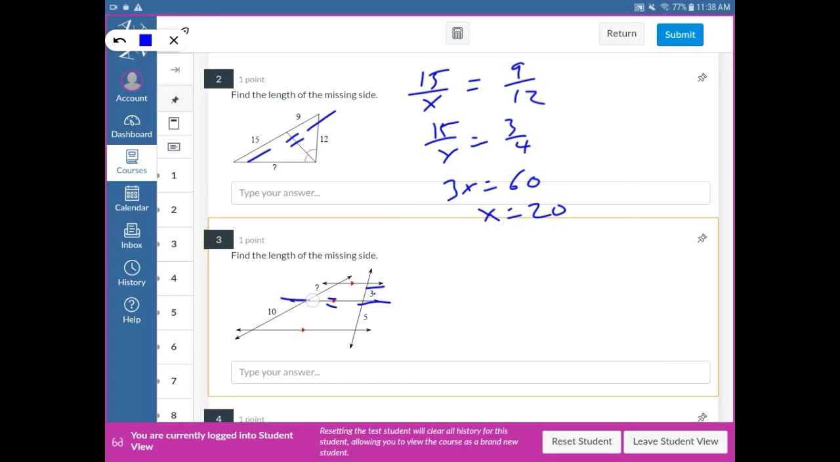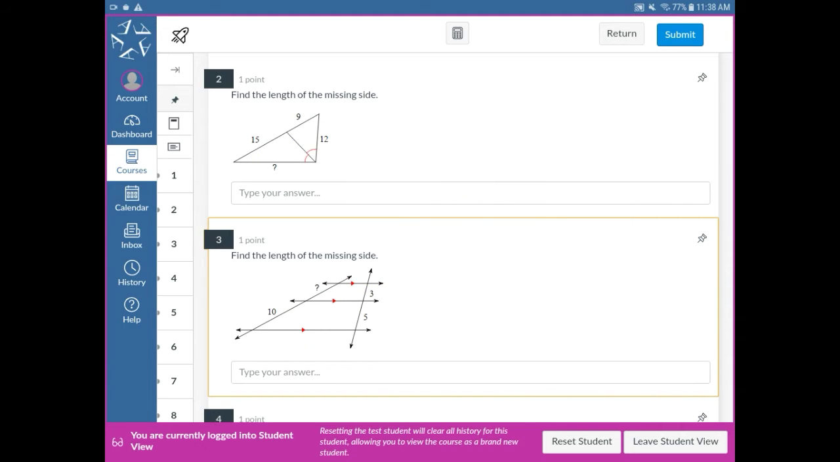This one's also set up this way, so 3 and 10 is 30, then 5 and x is 5x, divide by 5, you get x equals 6.